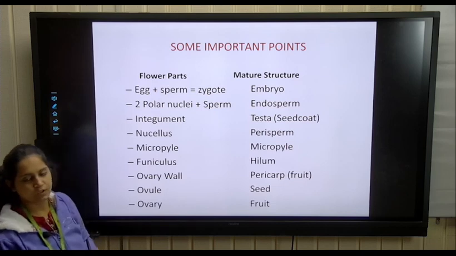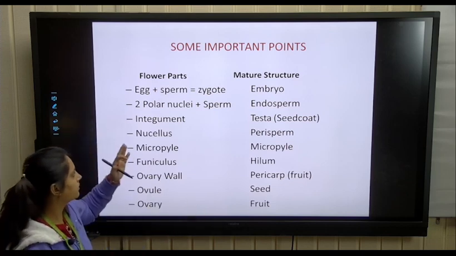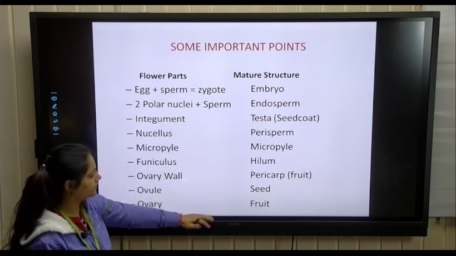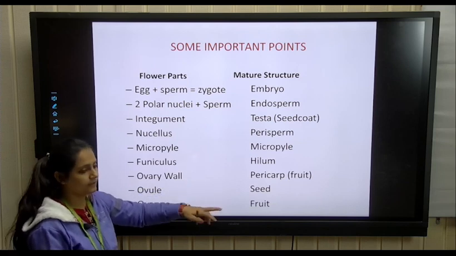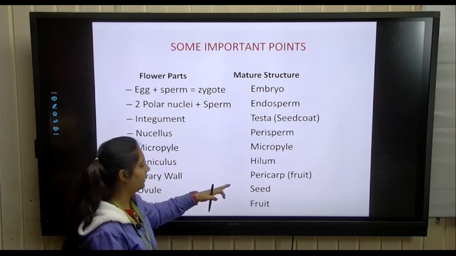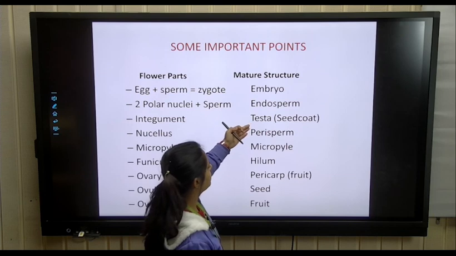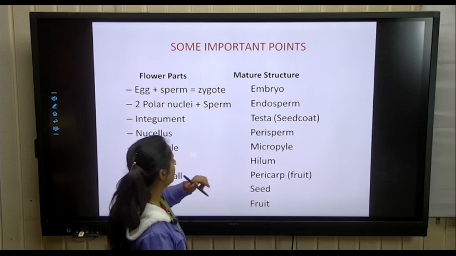Fine. So these are the structures which on maturity develop into these structures. As we can see in the seed, there is a peel, that is known as pericarp, and the seed coat is known as testa, or we can also say seed coat.